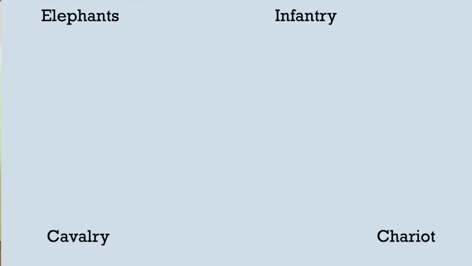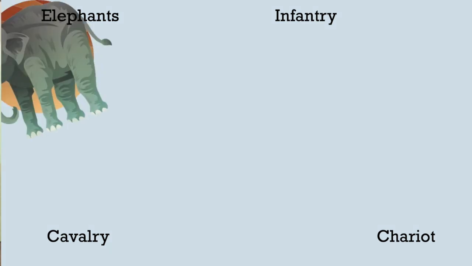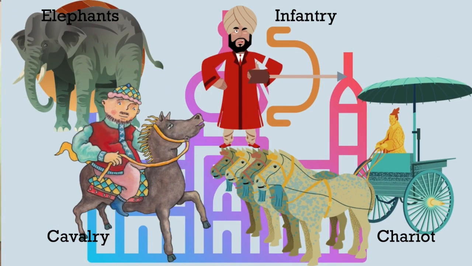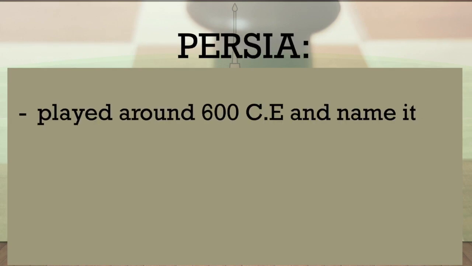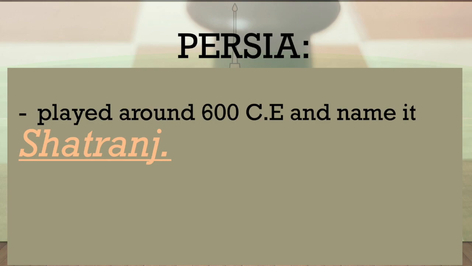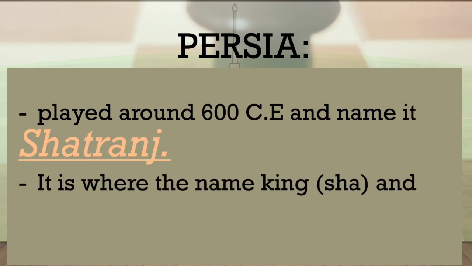Divisions of the army, such as elephants, cavalry, infantry, and chariot. The cavalry, who always rode on a horse, the infantry, or those who are using a sword, bow and arrow, and the chariot, a two-wheeled horse-drawn vehicle used in ancient warfare and racing. Next to India, Persia played around 600 CE and named it Shatranj. It is where the name King Shah and checkmate Shahmat was derived from.